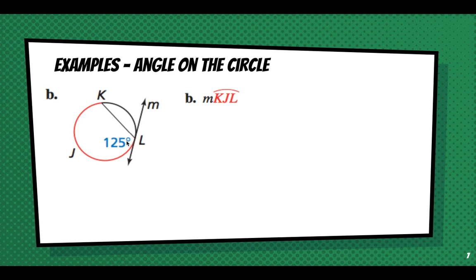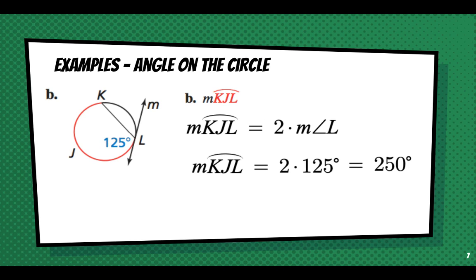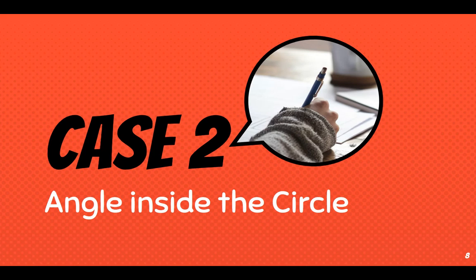We're given that this angle right here that is subtended by this arc is 125 degrees. If the angle is 125 degrees, what do we know about the arc that subtends it? It's going to be twice as big as that, so it's going to be 250 degrees. Case 1, done, in the books.